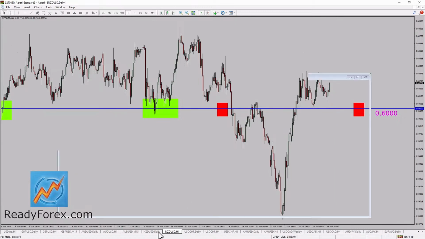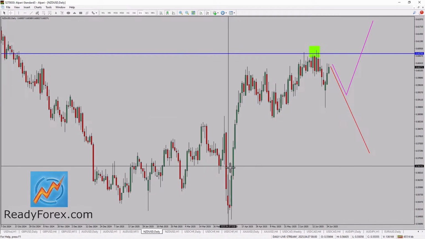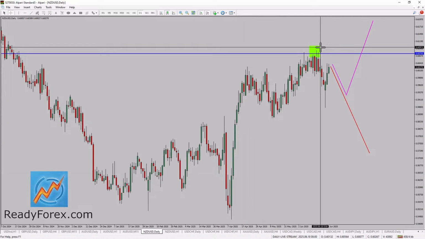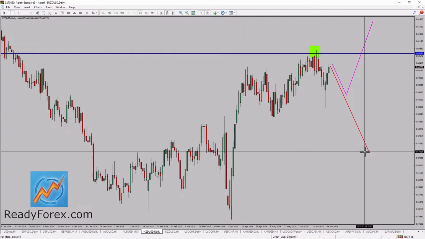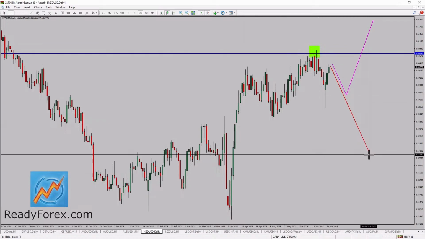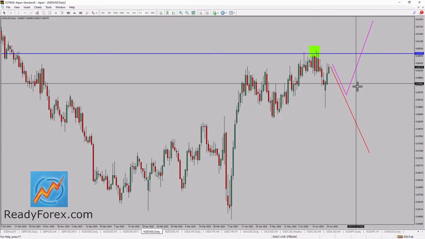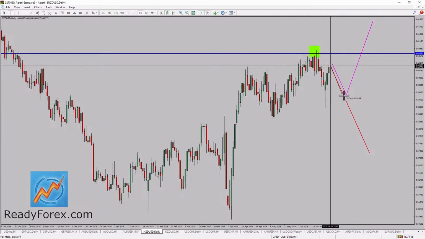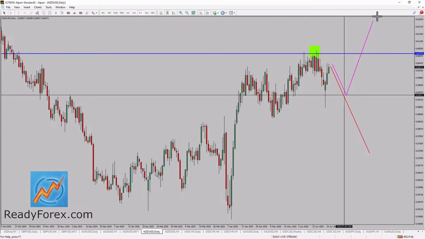So we have these two wave counts. One suggests that this is 1, 2, 3, 4, and 5, and the move is over. So expect an ABC zigzag corrective wave pullback. Second wave count suggests that wave 4 is still going on, and market is just going to drop temporarily, and then it is going to print a new high in coming trading days.